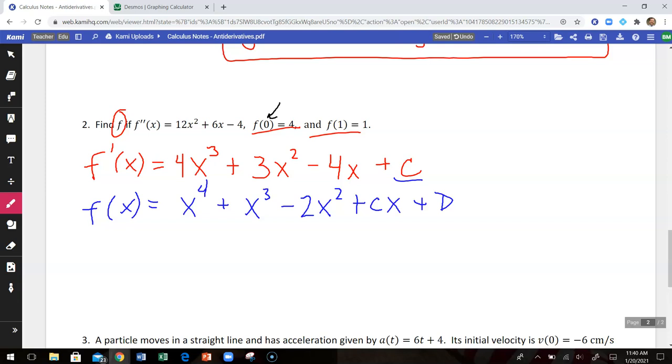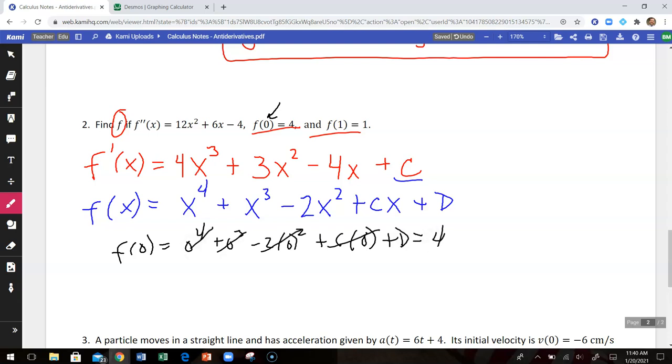So it says f of 0 is 4. What that means is, if f of 0 is 4, that tells me that if I were to plug in 0 for all of these x's, I'm supposed to get 4. So what does that tell me? Well, all of these terms that have a multiplication by 0 are going to go away, so that tells me that d is going to be 4.